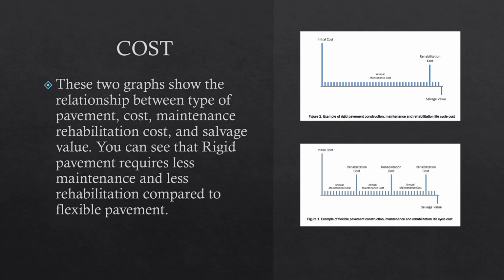So when talking about the cost, it's easy to see it with these two graphs right here. These graphs show the relationship between the type of pavement, the cost, maintenance and rehabilitation costs, and the salvage value. You can see that the bottom graph is flexible pavement, and if you look at the top one, you can see that that's rigid and it's missing a lot of extra stuff in the middle that the other graph is showing, which is the maintenance and rehabilitation. And you can see that rigid requires less maintenance and rehabilitation compared to flexible pavement.